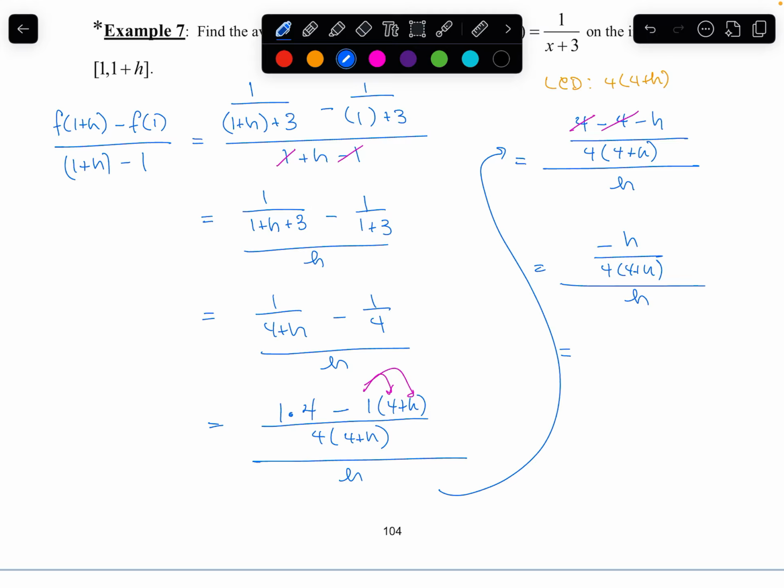So that means I'm going to divide by h, which means that I multiply by the reciprocal. So that's negative h over 4 plus h, multiplying by the reciprocal of h, which is 1 over h. So notice that these h's now cancel, and we have negative 1 over, oops, I forgot the 4 here, 4 times 4 plus h. And that's it.